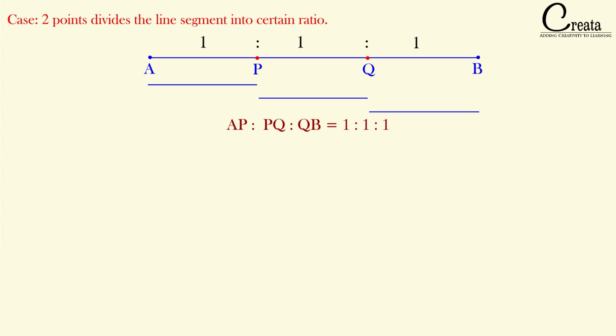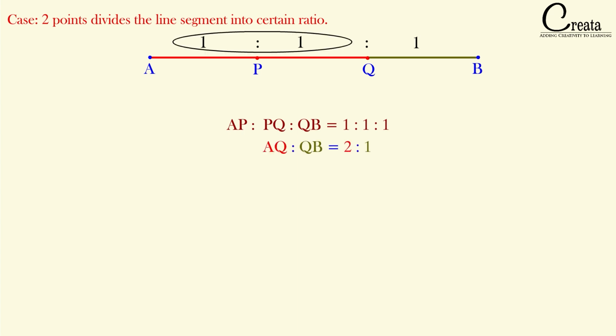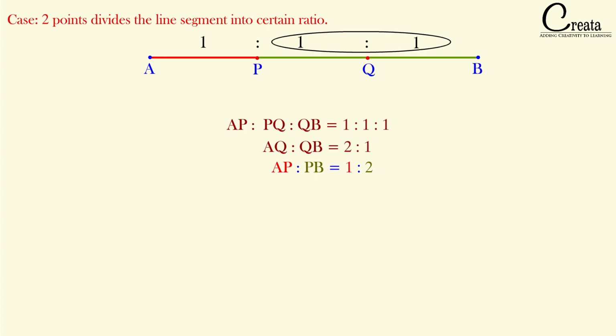We can say so. The other thing that we can say is that here AQ to QB will be equal to 2:1. This complete line segment is 2 and this is 1. AQ is composed of two parts, AP plus PQ, that is 2:1. Similarly, AP to PB will be 1:2. Here this complete part is 2 and this is 1. So we can take the different ratios and we can apply the section formula.